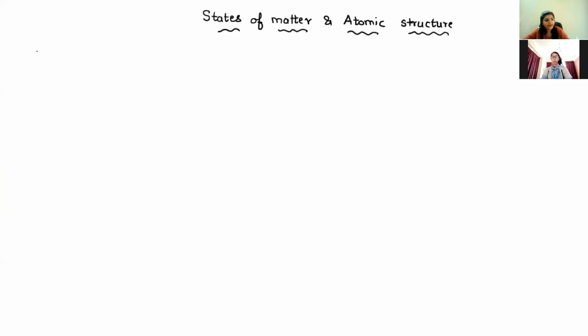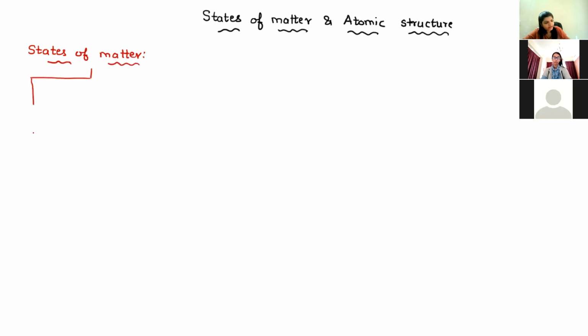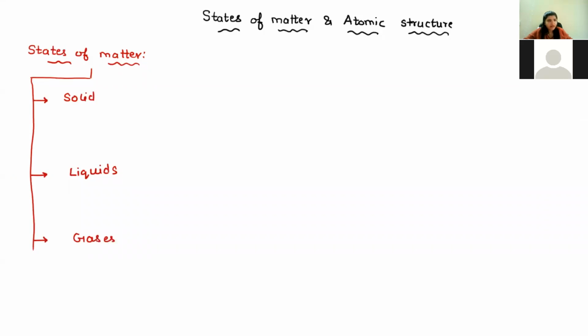Okay, so now, talking about states of matter, we have in total 3 states of matter. Which are those? The 3 states of matter. Solid, liquid, and gas. Correct. So talking about solids, liquids, and gases. Okay, solids, liquids, and gas.